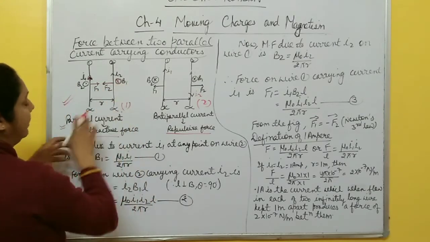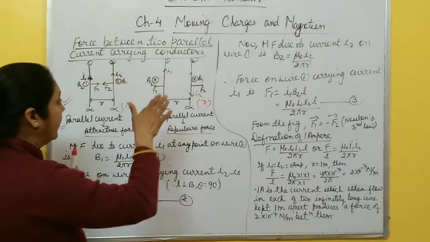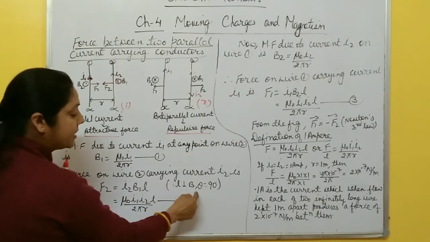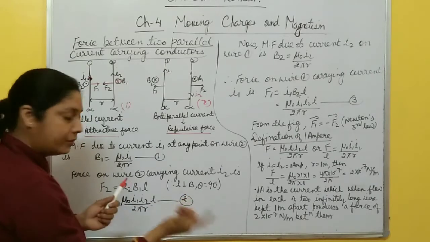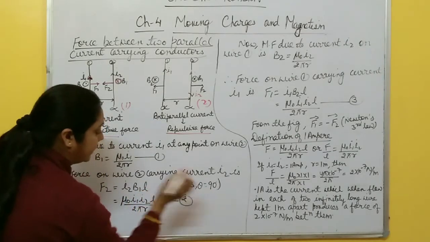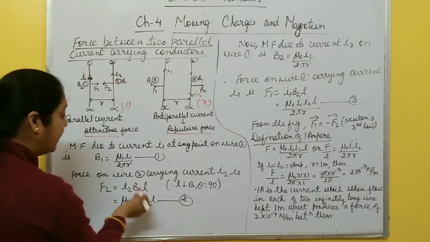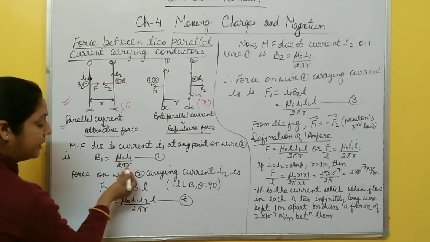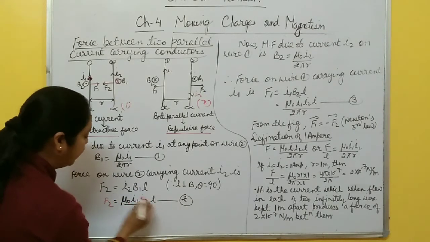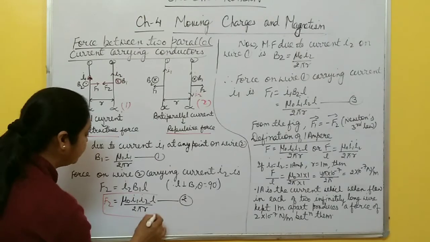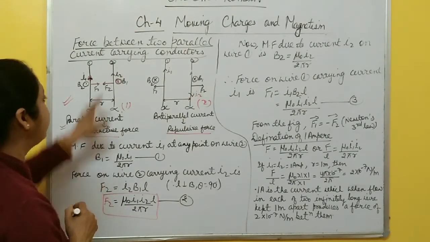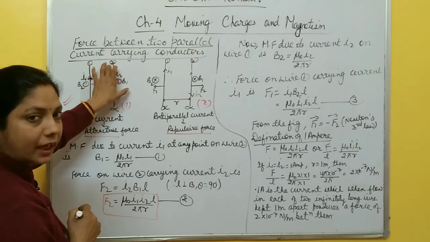Here magnetic field is inward and conductor is placed like this one. So, angle between L and B is what? 90 degrees. Sin 90 is 1. So, you just write I2 B1 L. Here theta is 90 degrees. Now, you put the value of B1 from this equation, mu naught I1 by 2 pi r. You get the value of F2 as mu naught I1 I2 L by 2 pi r, right? This is the force experienced by second wire having current I2.